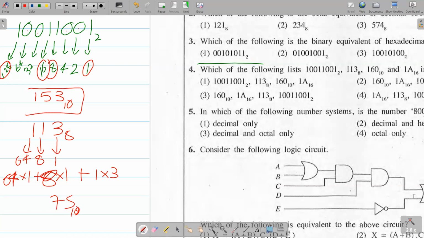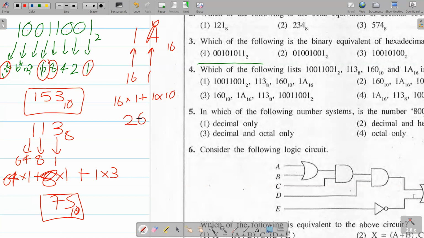Right, so 153 is there, 75, 10 is there. And yes, 1A16, 1 hexadecimal, A means 10, this is 1, this is 16. So 16 into 1 plus 1 into 10. So 26 in decimal.